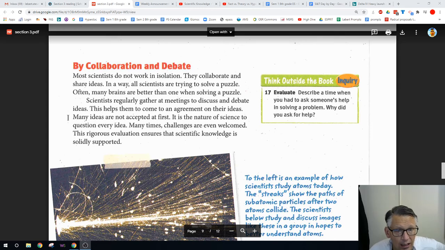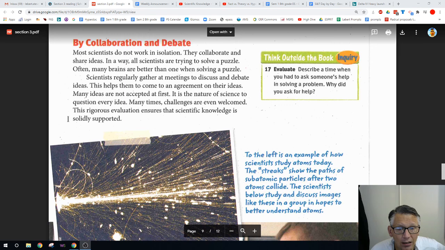Many ideas are not accepted at first. It is in the nature of science to question every idea. Many times challenges are even welcomed. This rigorous evaluation ensures scientific knowledge is solidly supported.